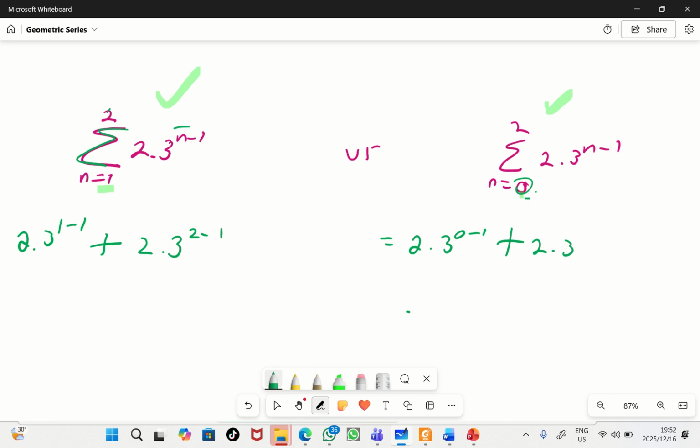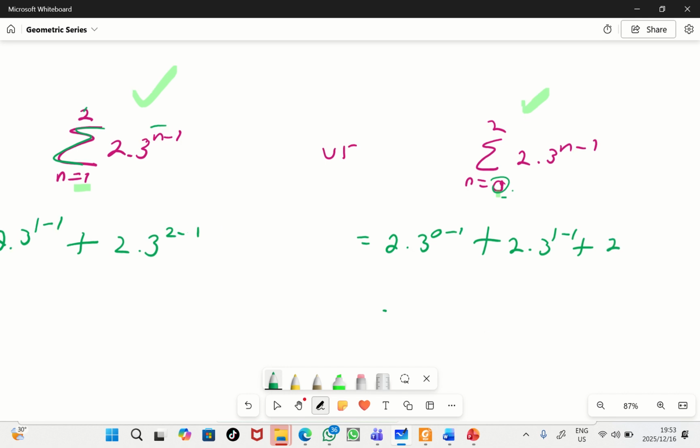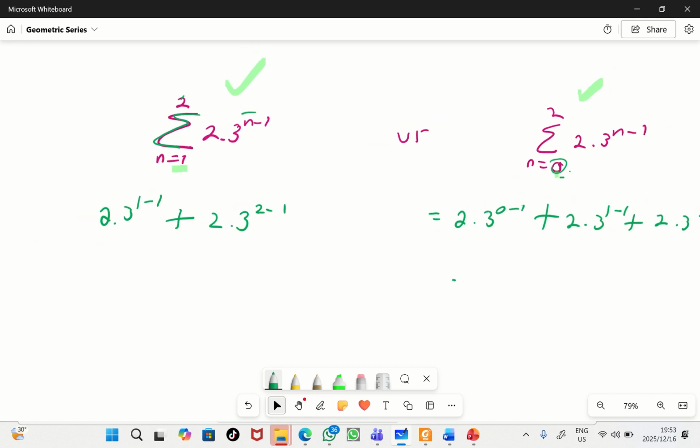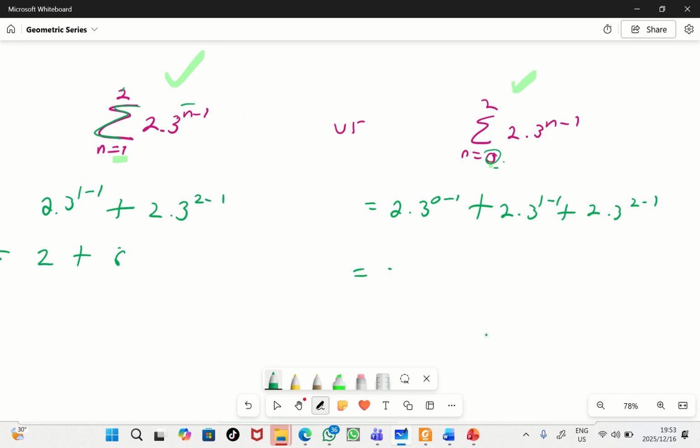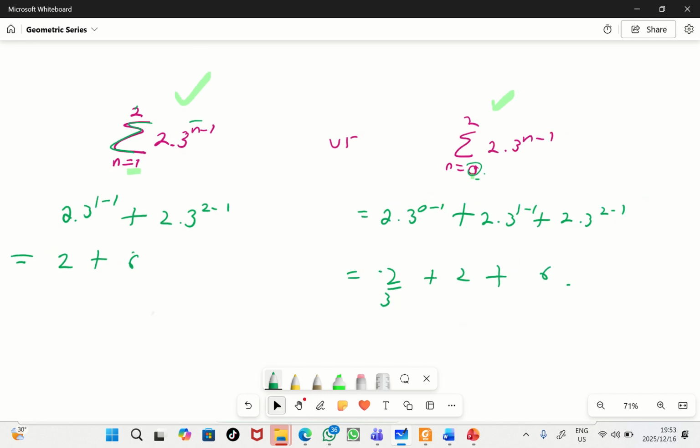2, the next number is 1. Plus summation, the next number is 2. So do you guys see the difference? So this one starts at 2 plus 6. This one starts at 2 over 3 plus 2 plus 6. Do you guys see the series?